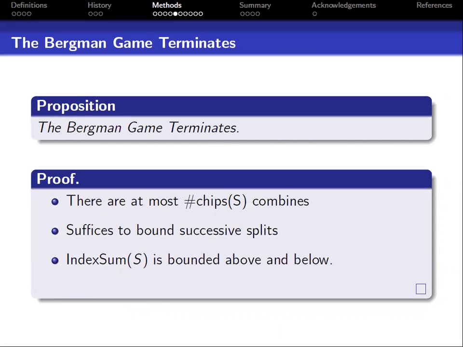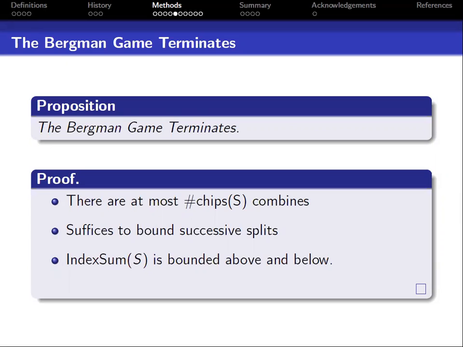So your at most number of chip combines. Chips and tokens I use interchangeably. We use a lot of notation. And so it suffices to bound the number of successive splits. And this is bounded because the index sum is bounded below, and each split decreases the index sum by 1. So you might wonder how fast this termination time is, especially if you want to think about this as an algorithm for producing these decompositions. This proves an exponential time termination, which is really awful. It's not what you want in any case.